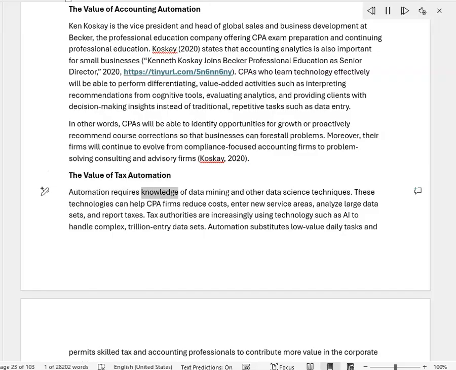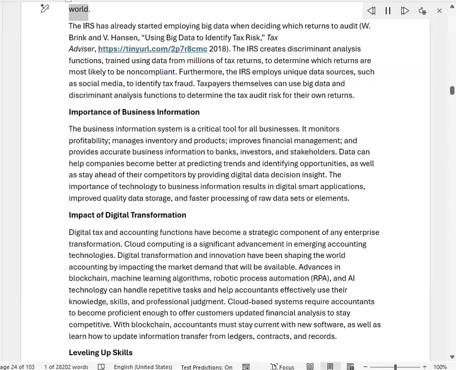The value of tax automation. Automation requires knowledge of data mining and other data science techniques. These technologies can help CPA firms reduce costs, enter new service areas, analyze large data sets, and report taxes. Tax authorities are increasingly using technology such as AI to handle complex, trillion-entry data sets. Automation substitutes low-value daily tasks and permits skilled tax and accounting professionals to contribute more value in the corporate world.